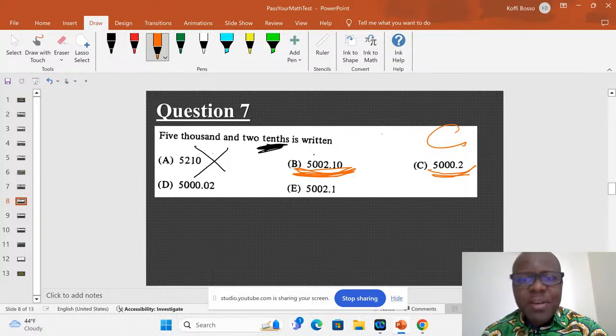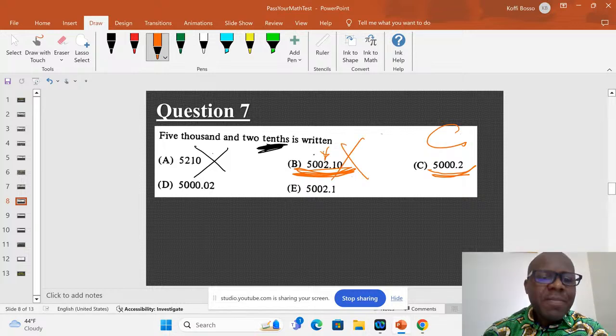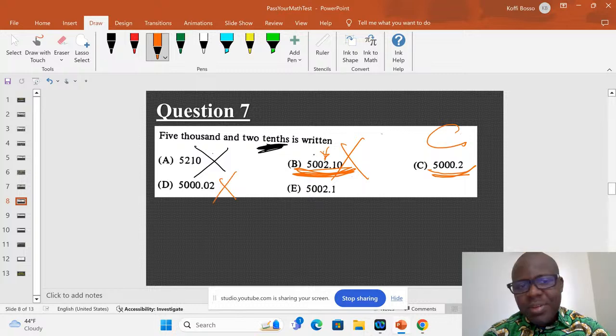First of all, understand that for B, the 2 here is not a 2/10, so B is out. Even D is out because the 2 there is not a 2/10, but a 100th. So it's a 200th, with 2 digits after the decimal.